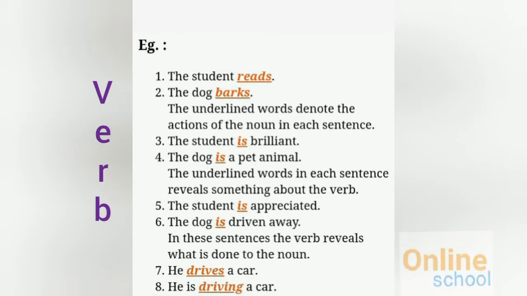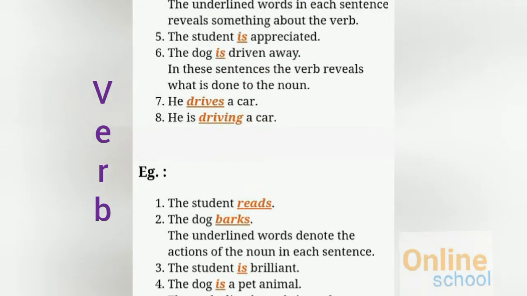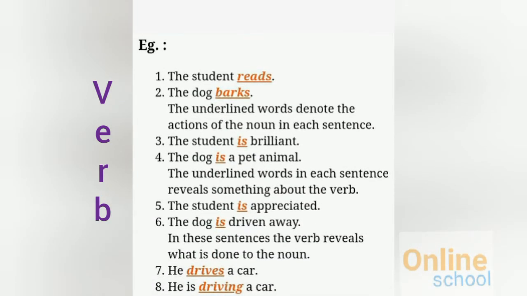Example number 3, the student is brilliant. Number 4, the dog is a pet animal. The underlined words in each sentence reveal something about the noun. Example number 5, the student is appreciated. Number 6, the dog is driven away. In these sentences, the verb reveals what is done to the noun.